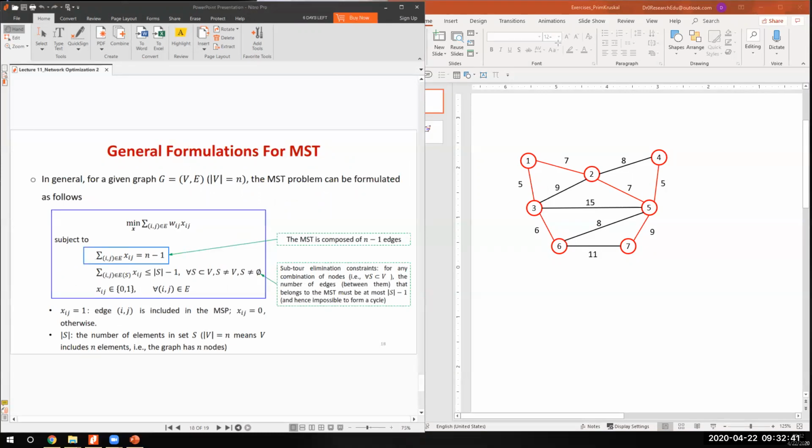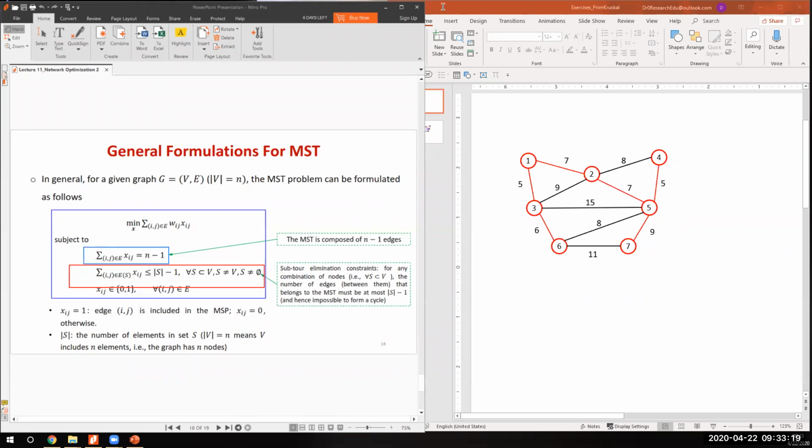The most difficult constraint is this one, the second one. This tells you that for any subset S of vertex set V, S not equal to V, we must have all the edges in this subset equal to the cardinality of the subset minus 1. What does it mean? Okay, let's have a look here. So for example, in this graph, V is 1, 2, 3, 4, 5, 6, 7, right? Let's randomly find a subset.